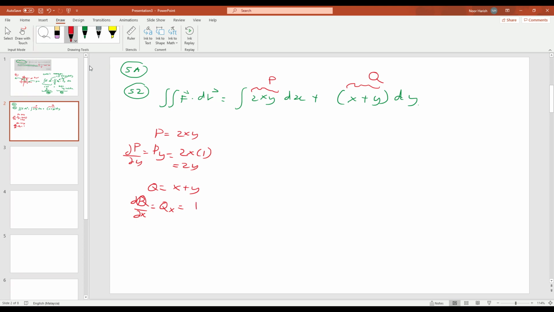Qx is 1. So here will be the double integral of Qx minus Py dA, which is 1 minus 2x dA. You have to refer to the region to determine the limits. Okay, so what is the value?